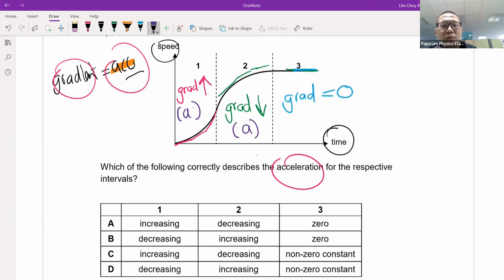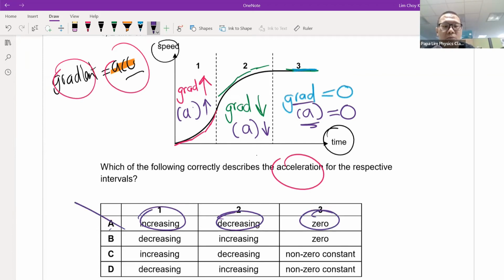Okay, so first one is increasing, second one is decreasing, and if I comment that the gradient is 0, it will mean that the acceleration for this section here would be 0. Because the gradient and the acceleration are actually tied together. So increase, decrease, and 0. So the only one that fits the answer will be increase, decrease, and 0, which is option A.